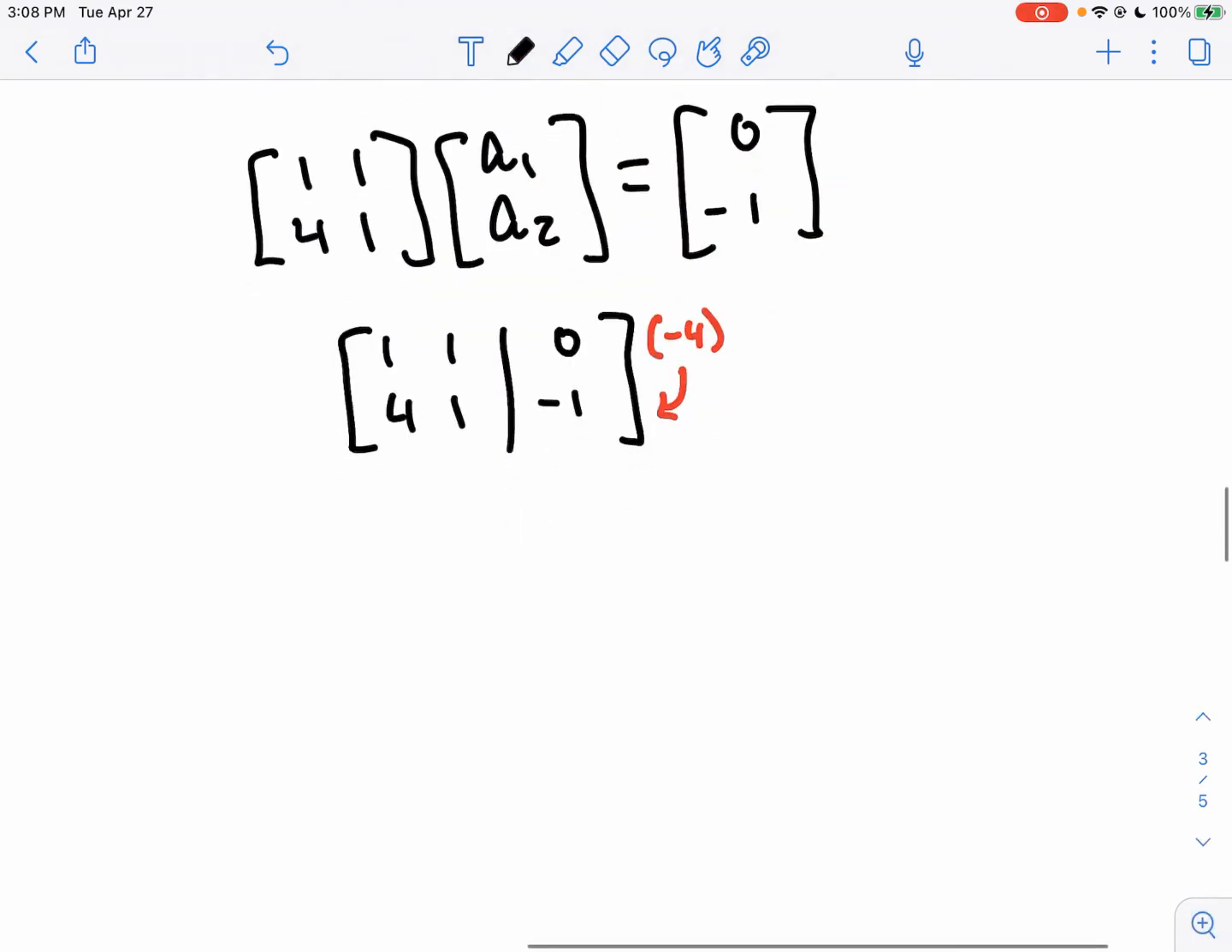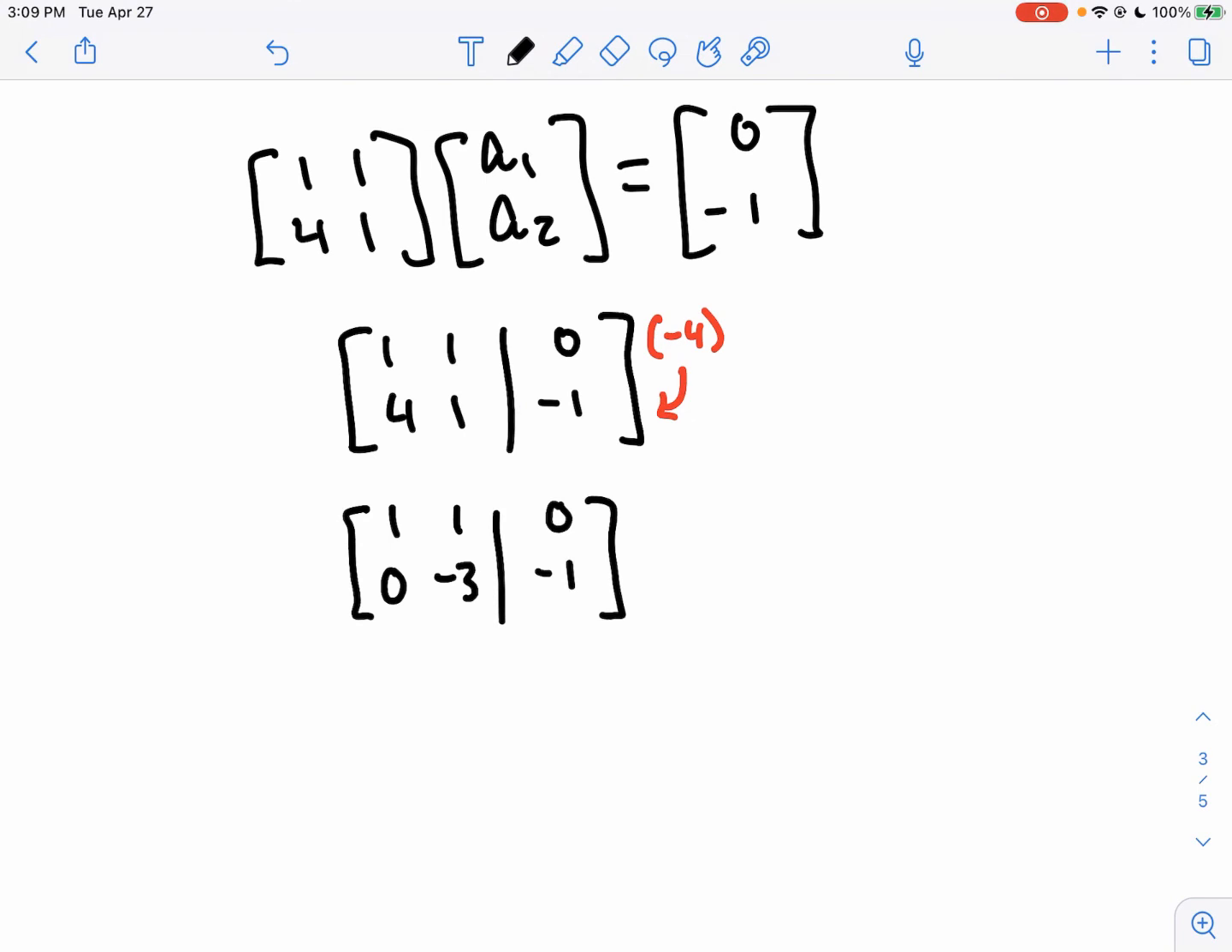So that gives us top row is the same, not changing that. But we do negative 4 times 1 is negative 4, add to 4, that makes the 0 that I want. Negative 4 times 1 is negative 4, add to 1 is negative 3. And then negative 4 times 0 is 0, and then add it to negative 1, that will stay negative 1. So we get to this stage. Next I will multiply the bottom by negative 1/3.